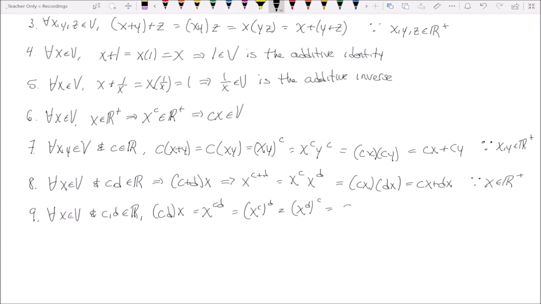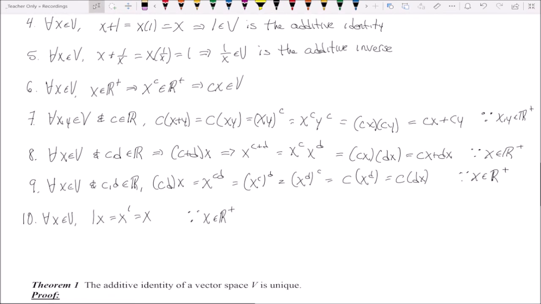Right, so this would be C times x to the D, which is C times dx. And again, this all works because x is a positive real number. And finally, we have to show that 1 is the multiplicative identity. So for all x in V, 1x is equal to x to the 1, which equals x. And again, because x is a positive real number.